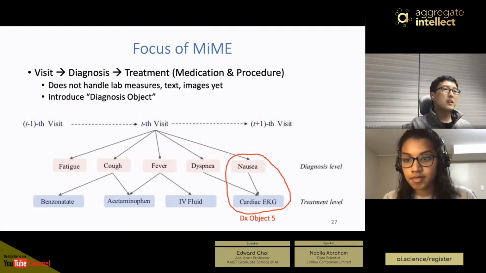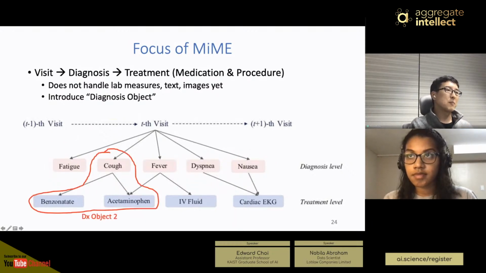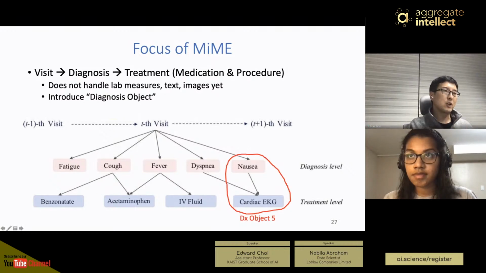And the way that you would derive the patient representation vector is bottom up. So you have nausea embedding, you have cardiac EKG embedding, you combine them to get the DX object embedding, and you have multiple DX object embeddings. So you aggregate them to get the visit embedding, and then you have a sequence of visits like 1, 2, 3. You aggregate them again with either RNN or transformer to get the final patient representation embedding. So it's a bottom up approach, reflecting the hierarchical graphical structure.